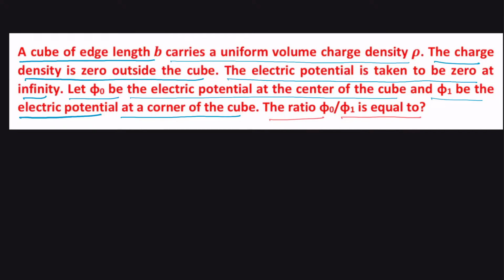So we have to find out the ratio of phi naught to phi 1, such that phi naught is the electric potential at the center of the cube and phi 1 is at one of the corners of the cube.